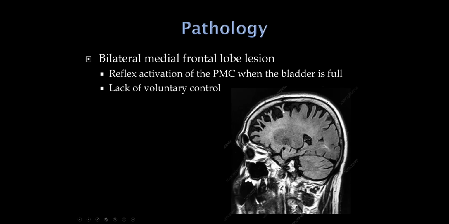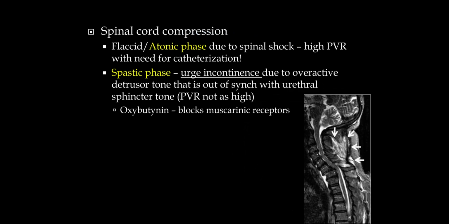Okay, so in this MRI, we see a lot of atrophy, like in Alzheimer's, but this could happen with a tumor, like a meningioma here, or an anterior cerebral artery stroke could also do that. So patients have no voluntary control, and they need to wear diapers or have a catheter or something like that.